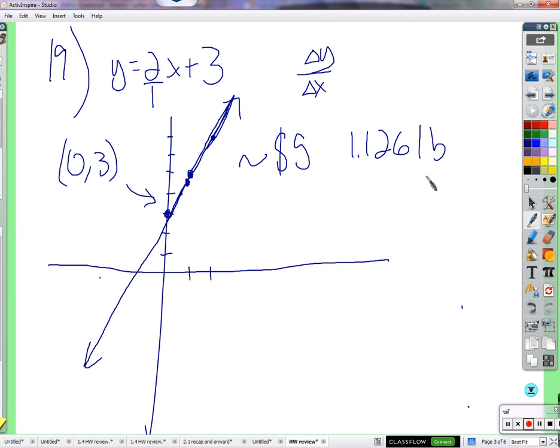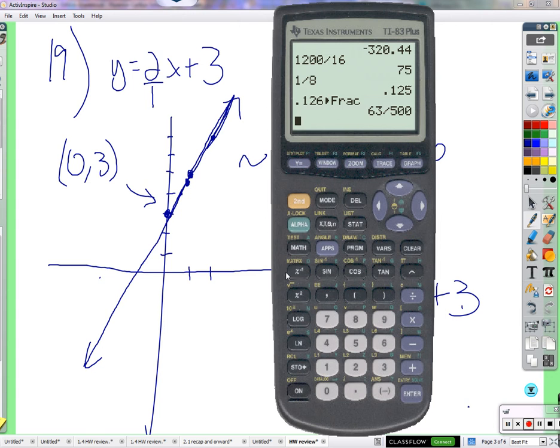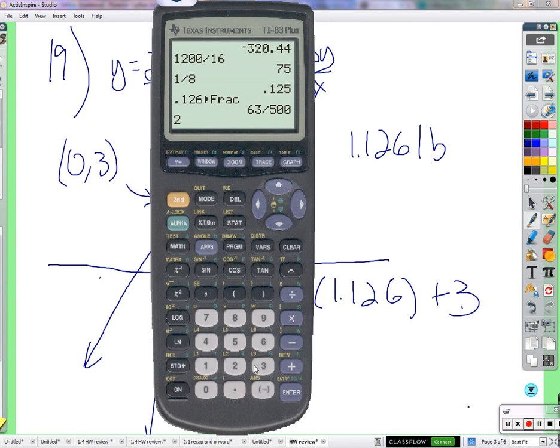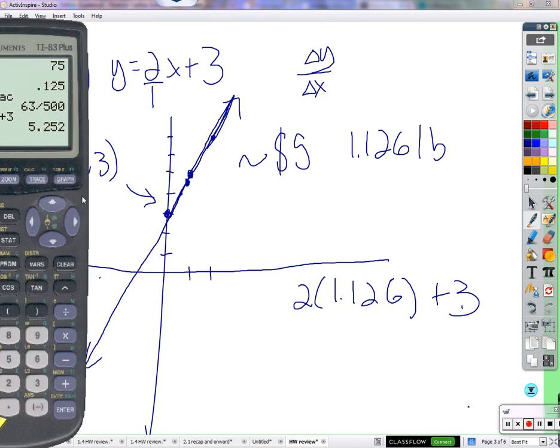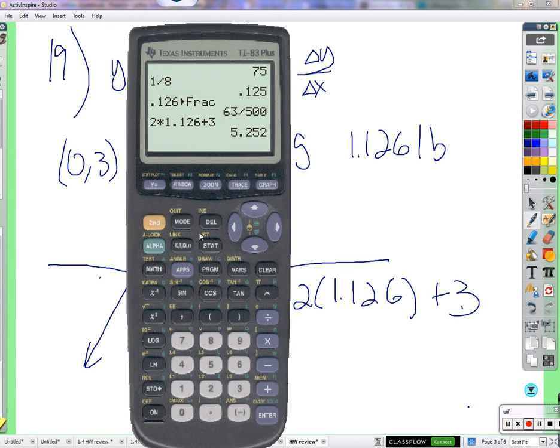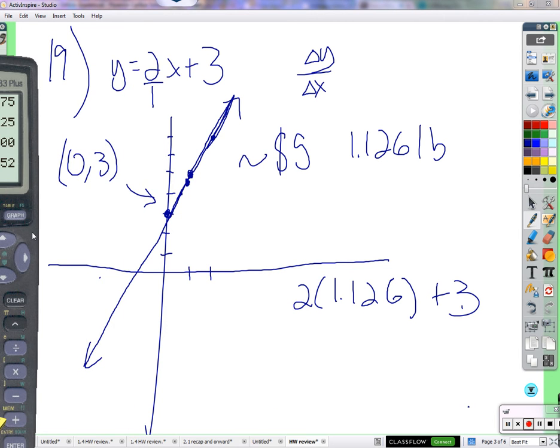How much does it cost exactly? How are we going to figure out by using the equation exactly how much it costs? Since x equals pounds, we're going to place in 1.126 pounds for x. There's a 2 plus 3. You plug it in, do the math, we find out exactly how much. 2 times 1.126 plus $3 more. $5.25.